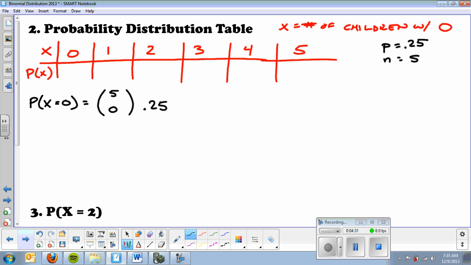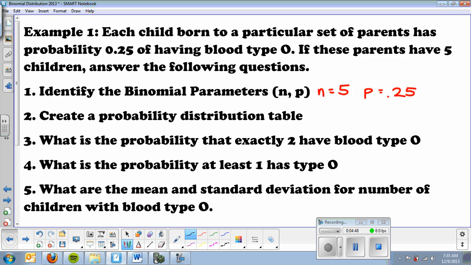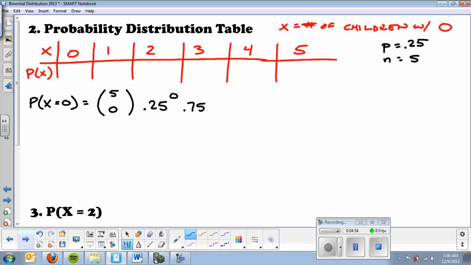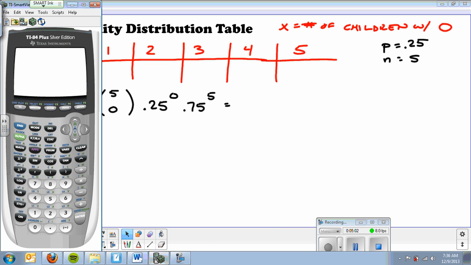The probability of success is 0.25. Now, 0 of the kids have type O blood, so the number of successes is 0. 1 minus p is 0.75. If 25% have type O, then 75% don't. And again, this n minus k is 5, because all 5 must have non-type O blood.